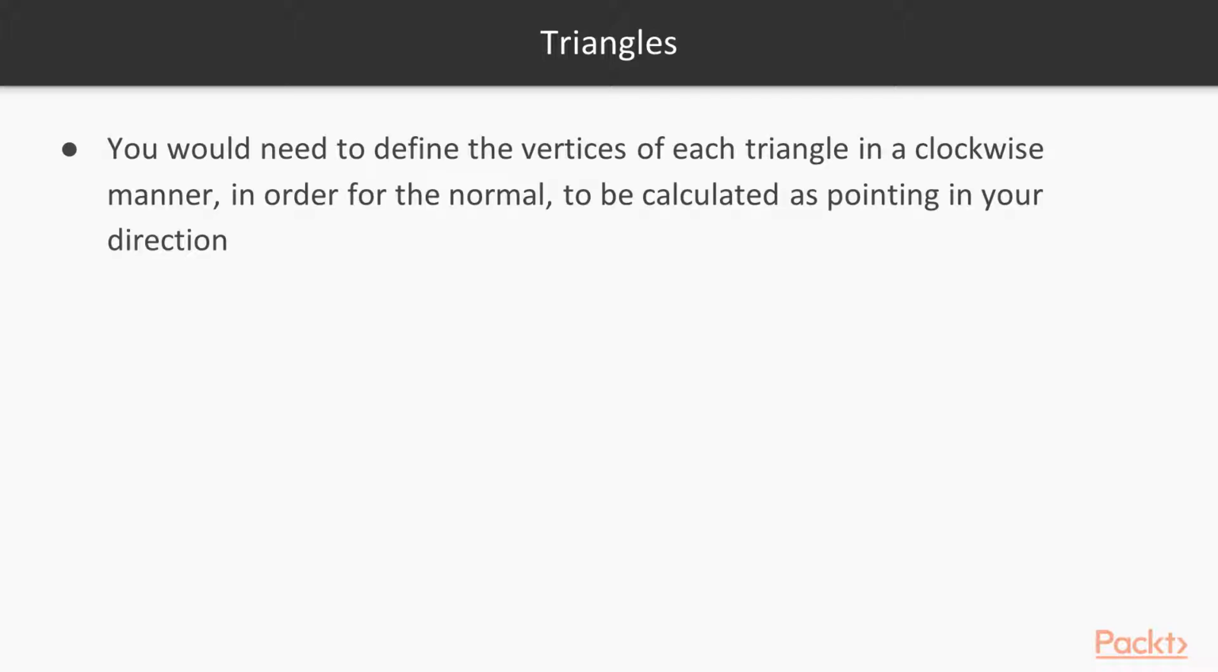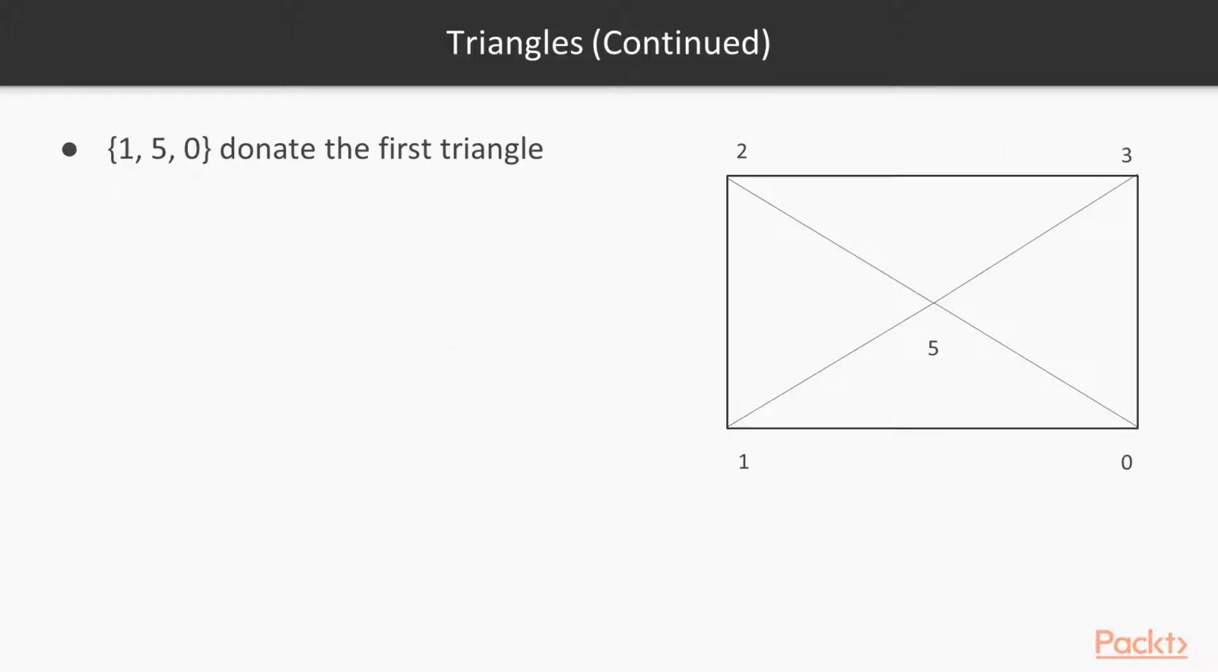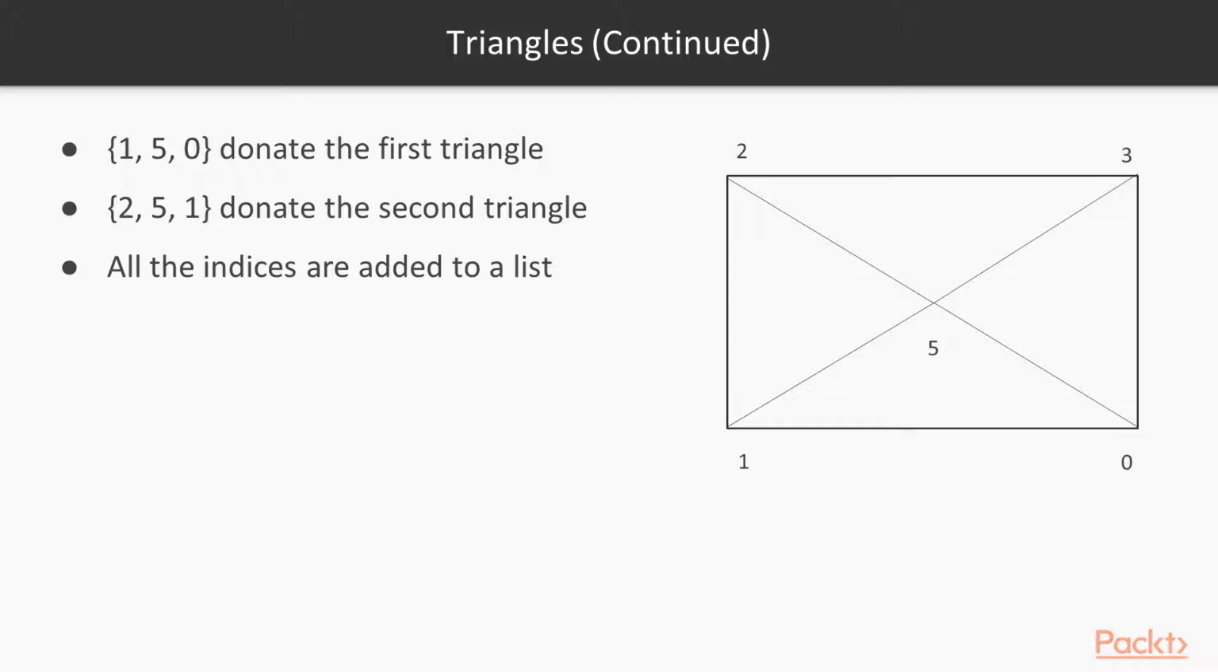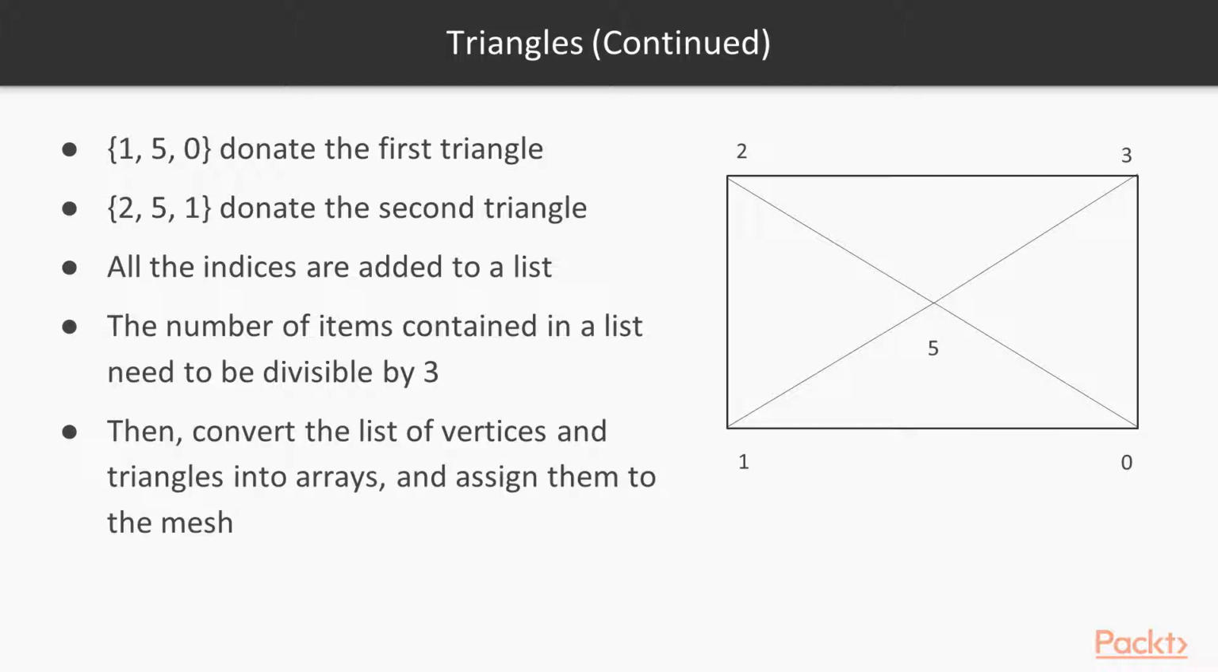Note that you want to define the vertices of each triangle in clockwise order in order for the normal to be calculated as pointing at your direction. That's the face on which the material will be rendered if single-sided shader is being used. Triangles are defined as a list consisting of indices of vertices arranged in order. So we start off 1, 5, 0 in this case to denote the first triangle, then 2, 5, 1 to denote the second triangle. We add all those indices to a list. The number of items contained in the list needs to be divisible by 3. We then convert the list of vertices and triangles into arrays and assign them to the mesh.